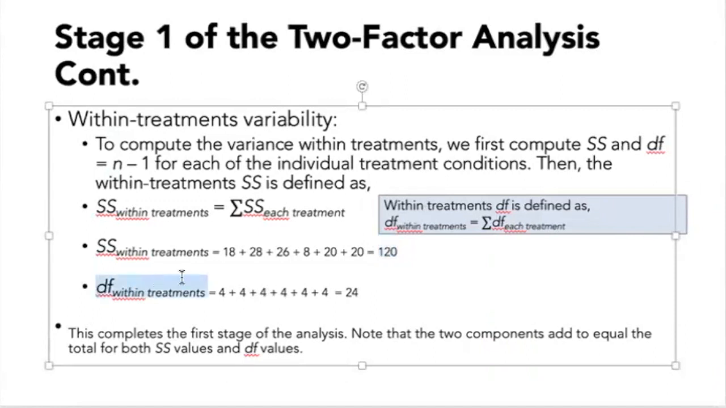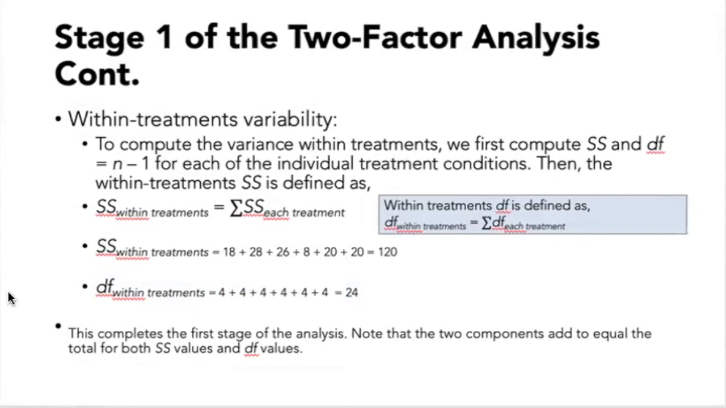The degrees of freedom for within treatments is, for each you have 5. So 5 minus 1 is 4. So you have 6 conditions. So 6 times 4 altogether is going to be 24. So this completes the first stage of our analysis.